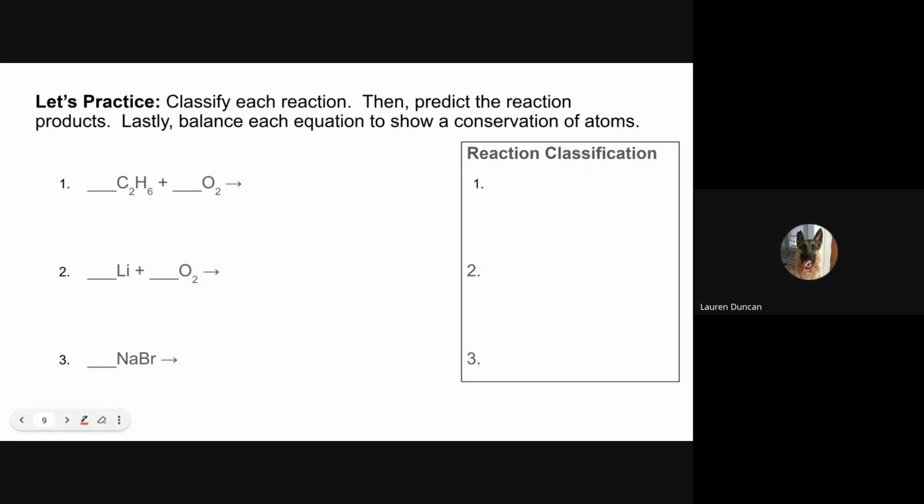Okay, we are going to complete these reaction equations. We're going to classify them. What kind of reaction is it?